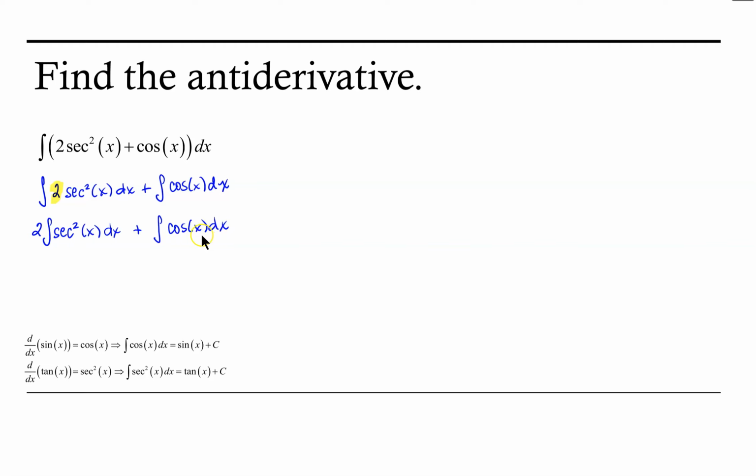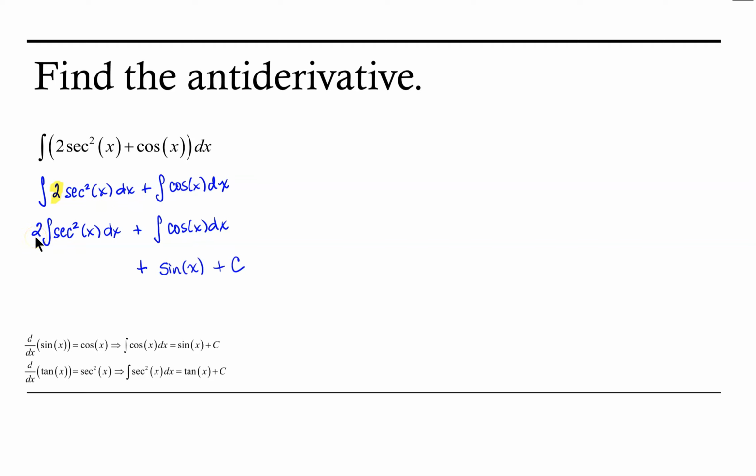Now at this point in time, we need to rely on our knowledge of derivatives. Recall that the derivative of the sine function is the cosine function. Because of that relationship, the antiderivative of the cosine function is the sine function. So for this second term, the antiderivative of cosine is sine. So when I take that antiderivative, I don't need that symbol anymore. And now I simply have sine of x plus c.